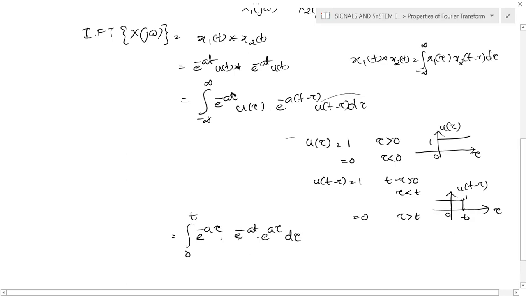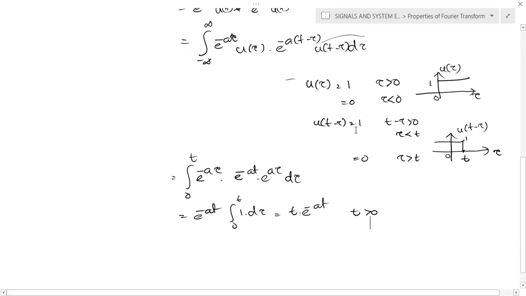And here the variable is tau, so you can take the term e raised to minus at outside. The remaining term is integral 0 to t 1 d tau, because e raised to minus a tau and e raised to a tau cancel, or it becomes e raised to 0, which is 1. Now if you integrate this, it becomes t. So t into e raised to minus at, and we assume that t is greater than 0, because if t is less than 0 in this particular equation, there is no common area of non-zero magnitude. If t is greater than 0, there will be some non-zero magnitude.